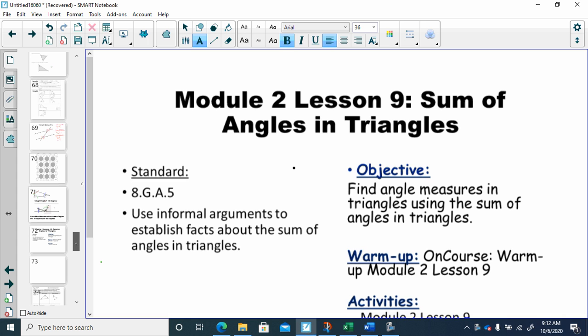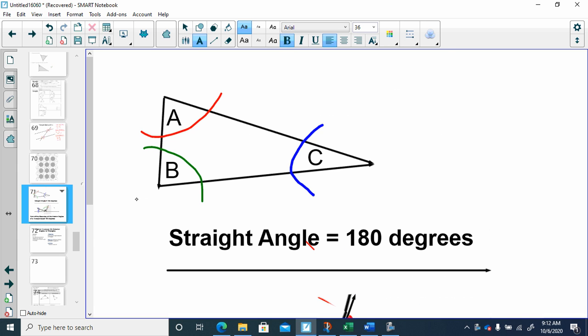Okay, so I would like to start this with an activity. It's really just not online. I want to show you this. We're going to talk about what the three angles in a triangle add up to. This is a triangle because a triangle has three sides and three angles. In this case, it's angle A, angle B, and angle C.